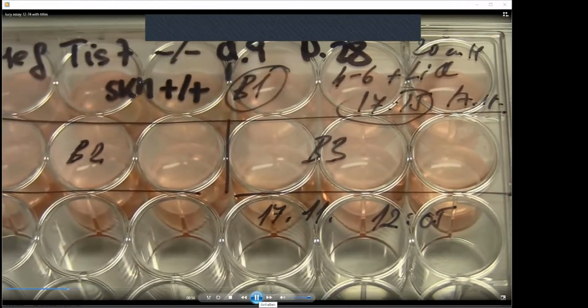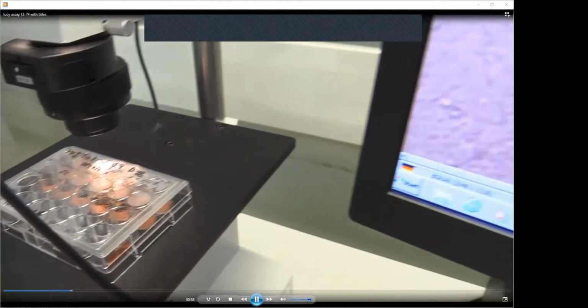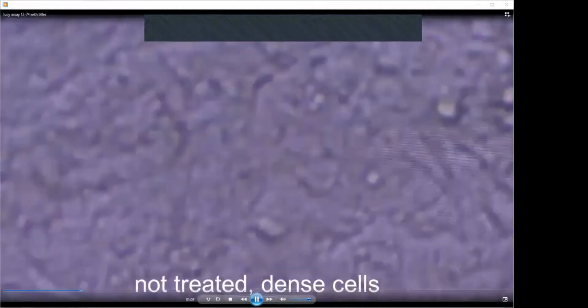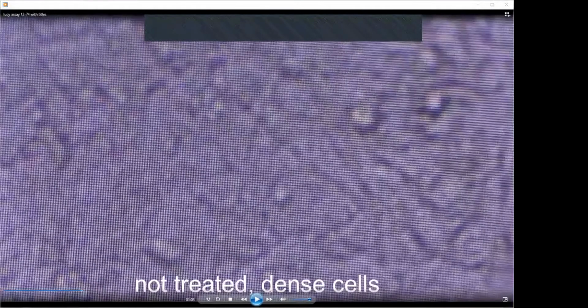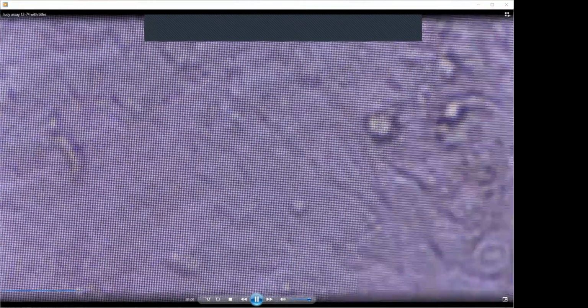Next is necessary for reproducibility of the experiments, that you know the timing. It has to be always the same time, number of hours which was used for treatments. In this case, you see sample where was no treatment, no overexpression, very dense cells. However, there are few rounded up cells as well.